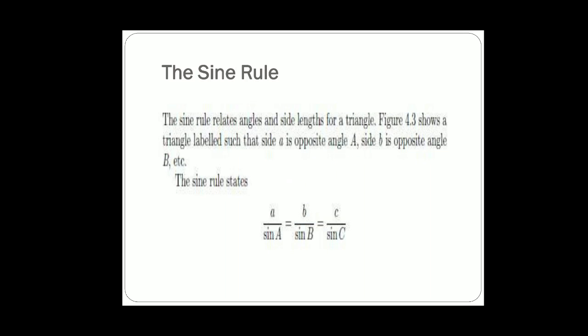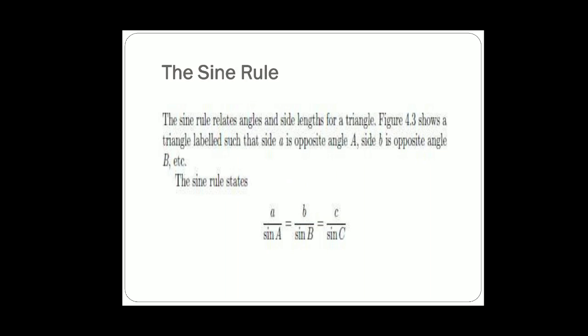Next is the sine rule. So the sine rule relates angles and side lengths for a triangle. So they calculate the angles and lengths of those angles. Side a is opposite angle A, side b is opposite angle B, etc.